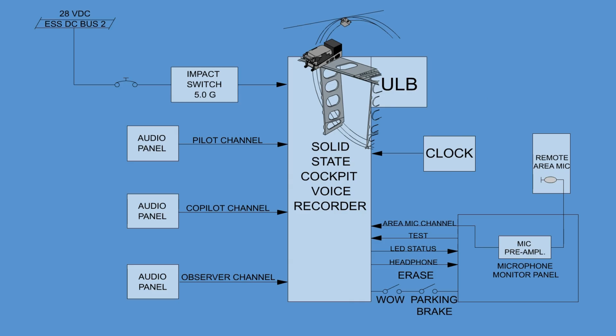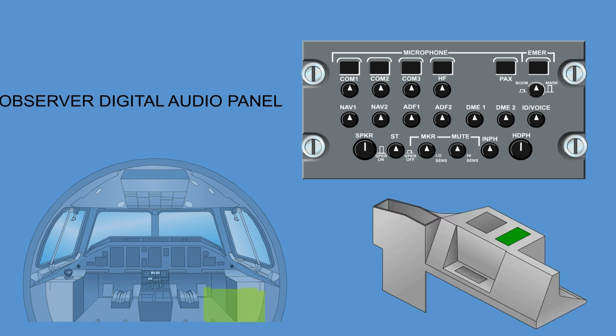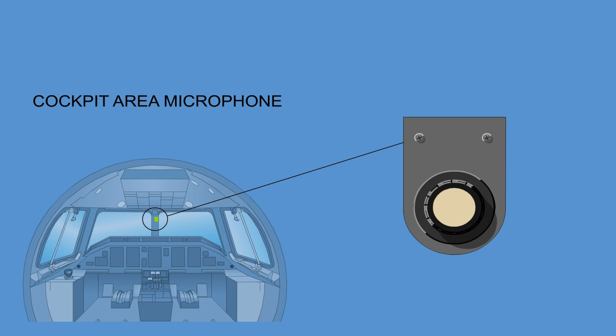The solid-state cockpit voice recorder receives the signals through the 3 digital audio panels, DAPs, which are the pilot panel installed on the main panel left-hand side, the co-pilot panel installed on the main panel right-hand side, and the observer panel installed on the right-hand rear console, and through the area microphone installed below the standby compass.